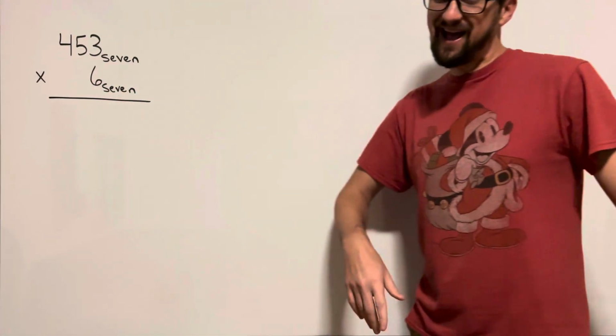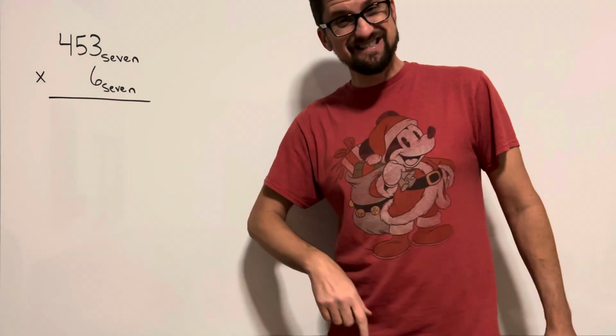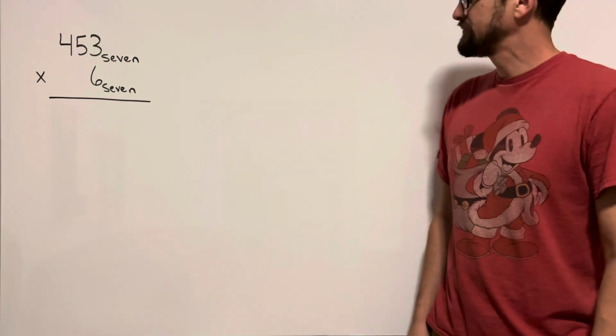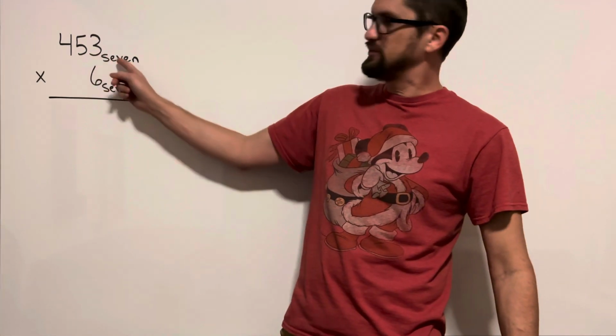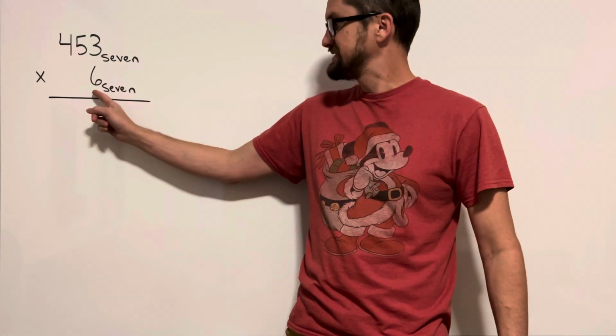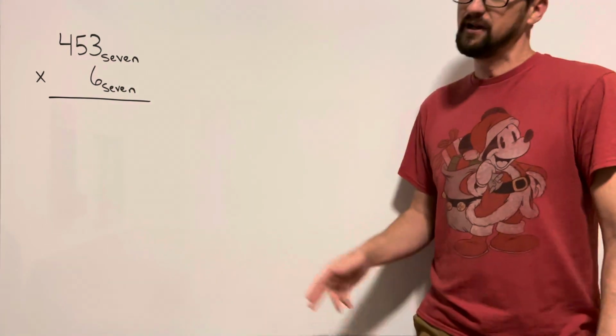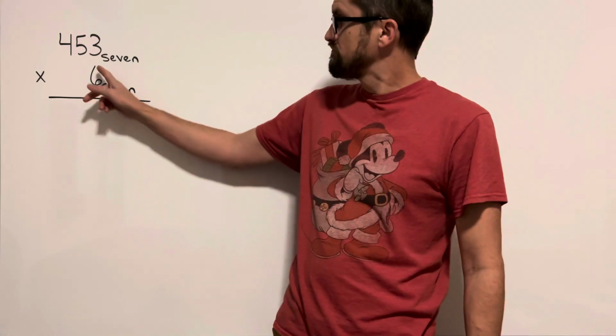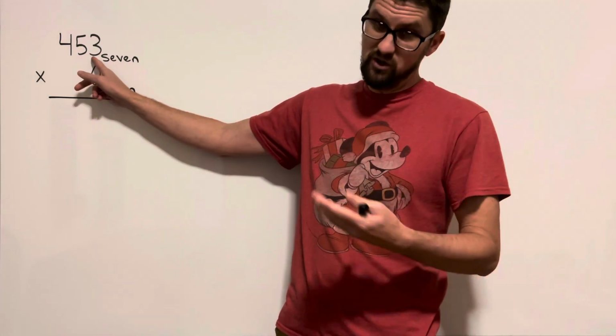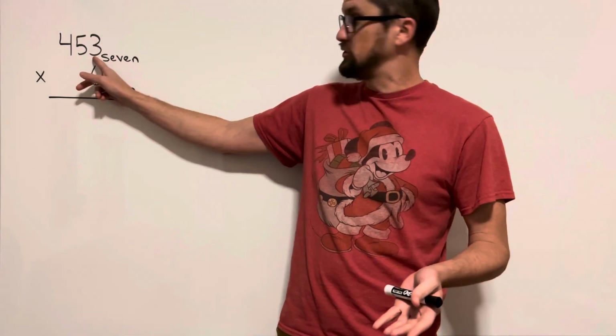Let's multiply these base 7 numbers together. We've got 453 base 7 times 6 base 7. Now if you're in base 7, this is the ones place that tells you how many ones you have.